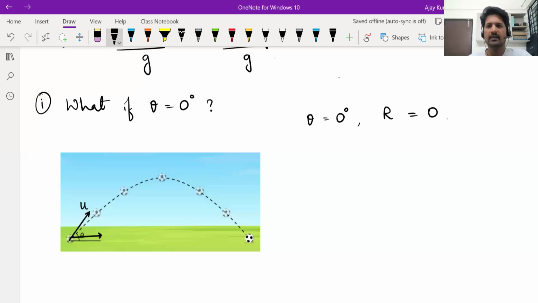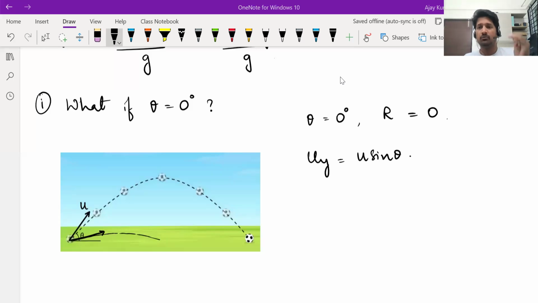Okay, increase the angle a little bit. Make it slightly non-zero. Then what will happen if you project it at a small angle like this? Then the y component of velocity, uy, we know it is u sine theta. If the angle is small, sine theta value will be small. Then the y component also will be small. And if the y component is small, it won't have much time of flight, because time of flight we know is 2 uy by g. That is 2u sine theta by g.